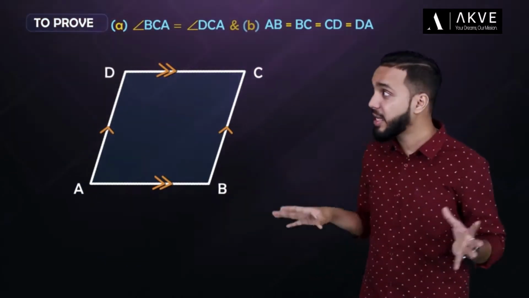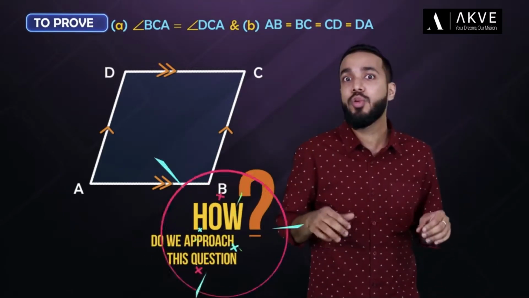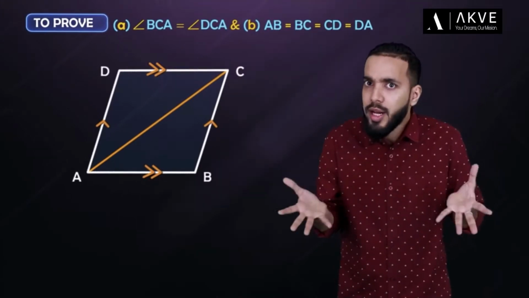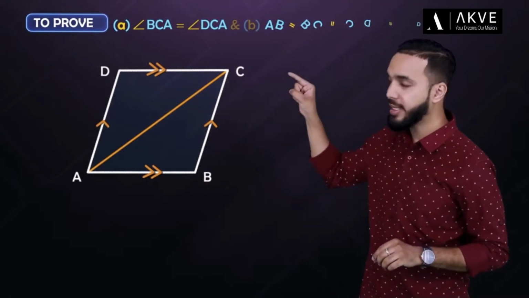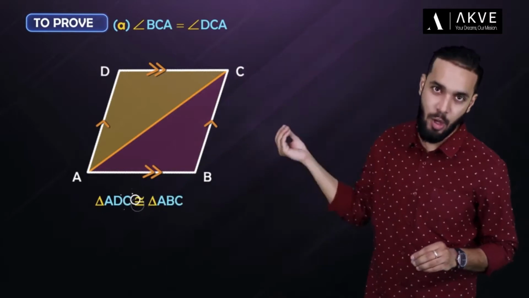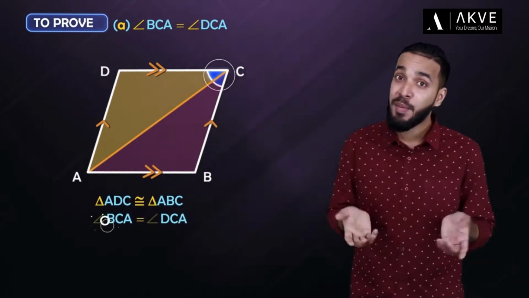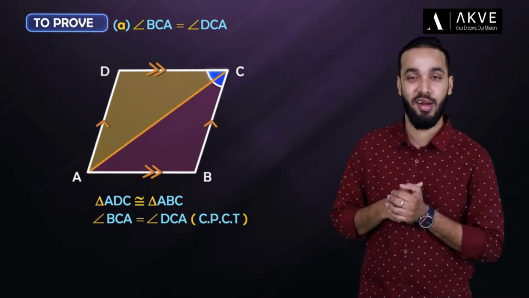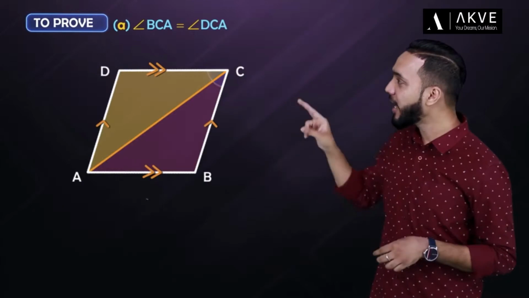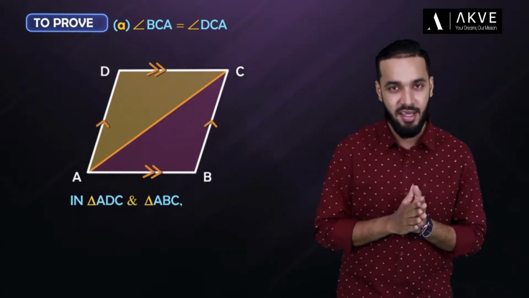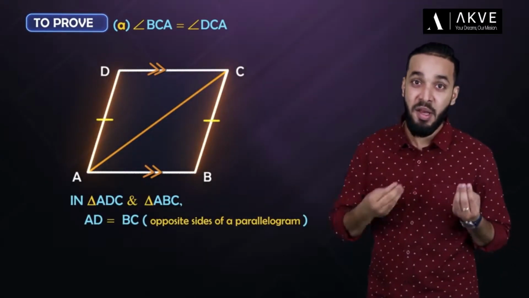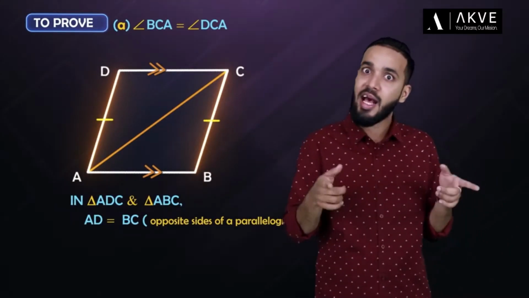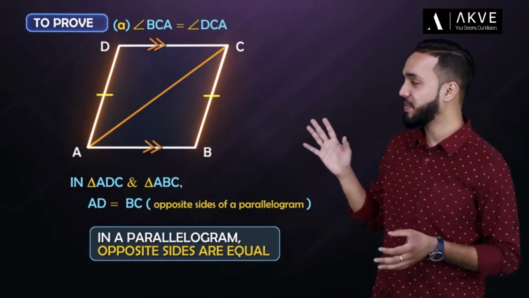So now that we know what the exact requirements are, how do we approach this question? Let's explore. Well, one way to go about it would be by proving that these two triangles are congruent, so these two angles, being the corresponding parts of congruent triangles, would naturally be equal. So, mathematically, in triangles ADC and ABC, AD is equal to BC, because if you notice, they are just the opposite sides of a parallelogram, and as per one of the properties, they must be equal.